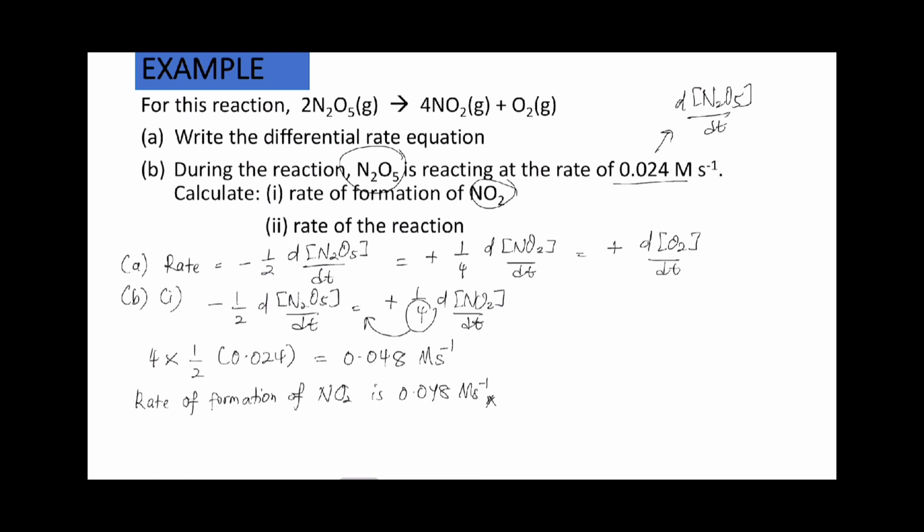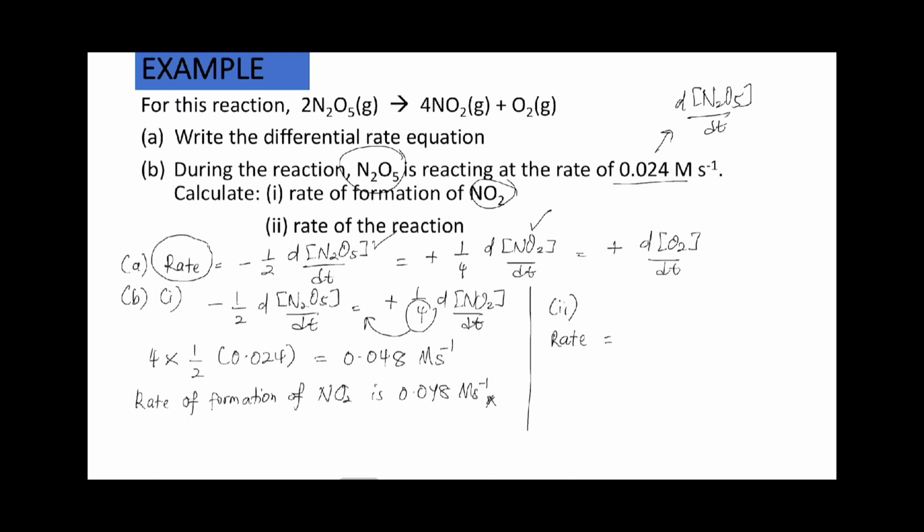Then the next question is to calculate the rate of the reaction. Where can we calculate the rate of the reaction? We can see it from the differential rate equation. We have the word rate there. The rate of N2O5 is given, and also the rate of NO2 we already found out is 0.048 molar per second. So to calculate the rate, we can either relate it with N2O5 or with NO2, because for these two we know the value.